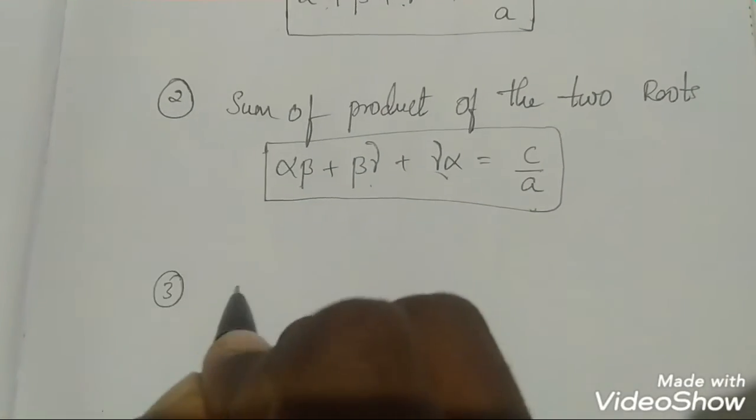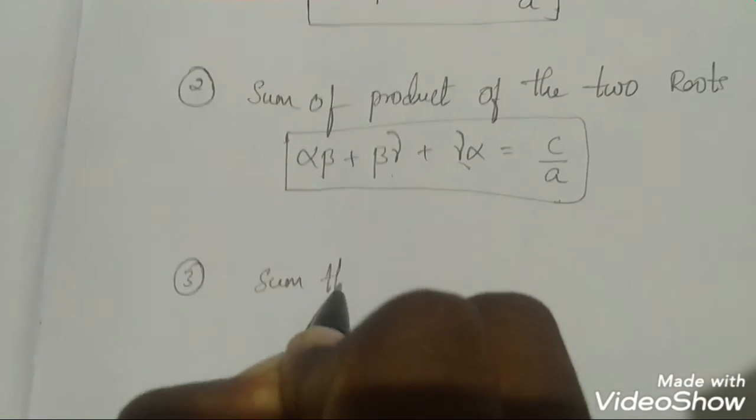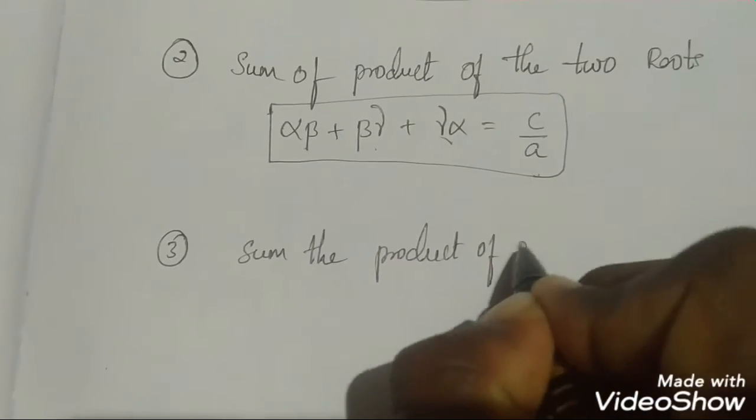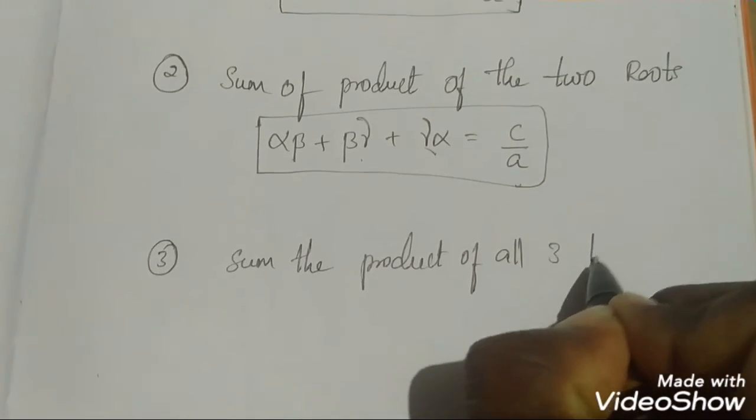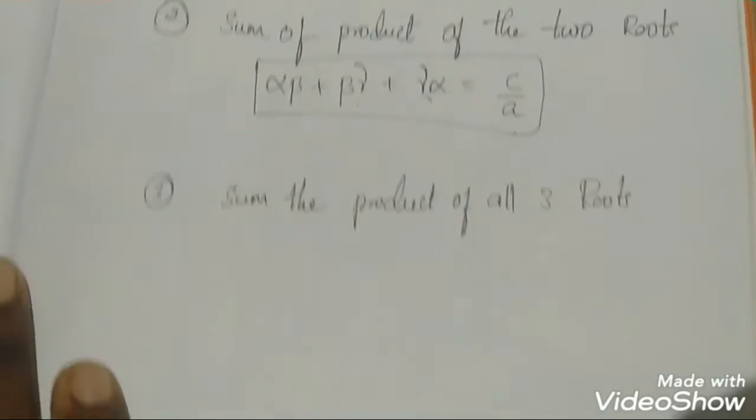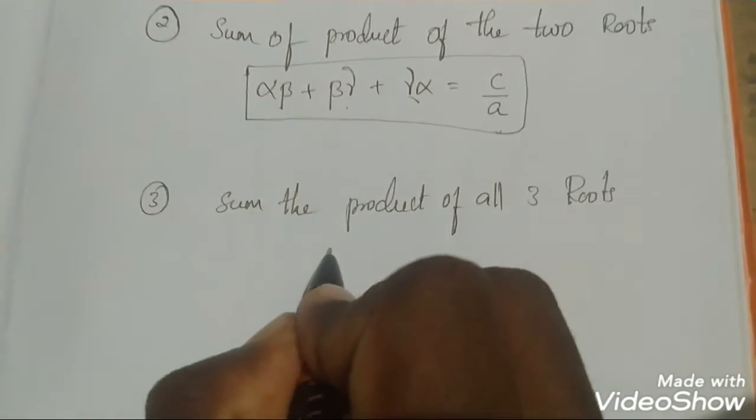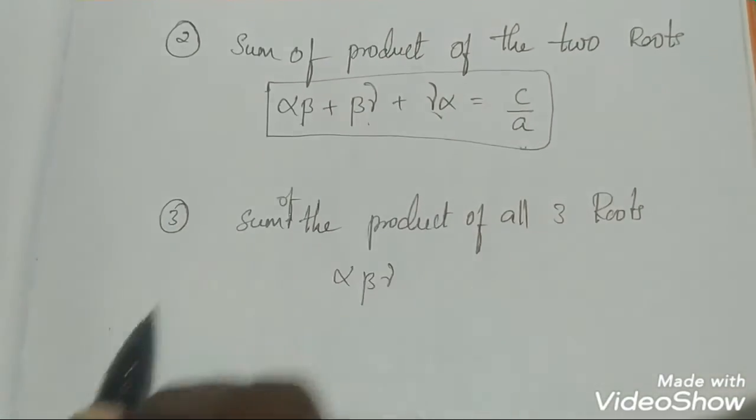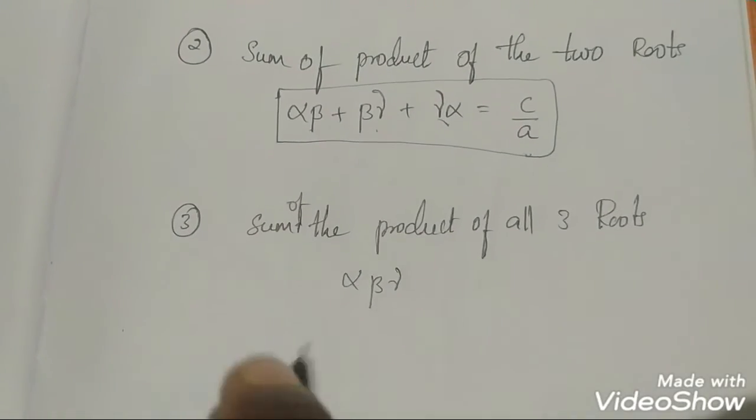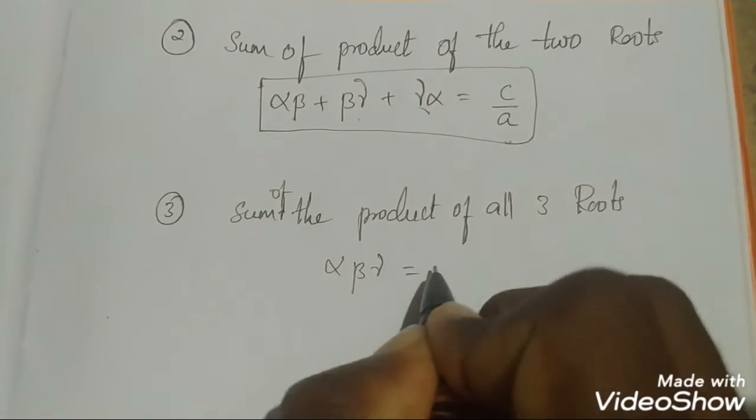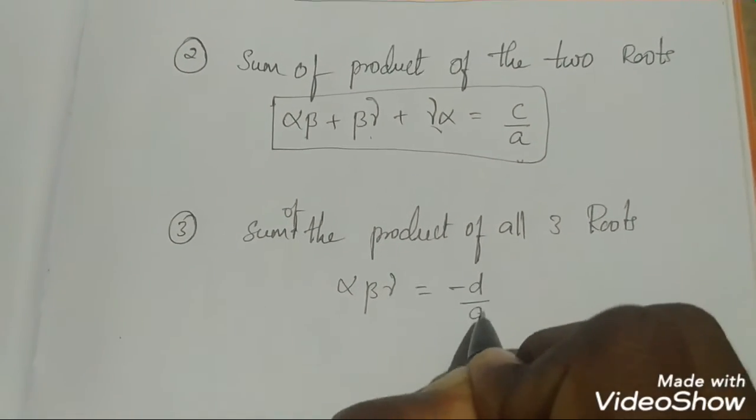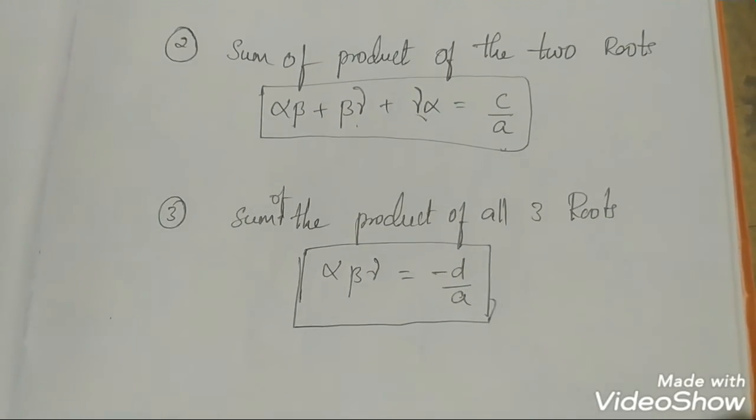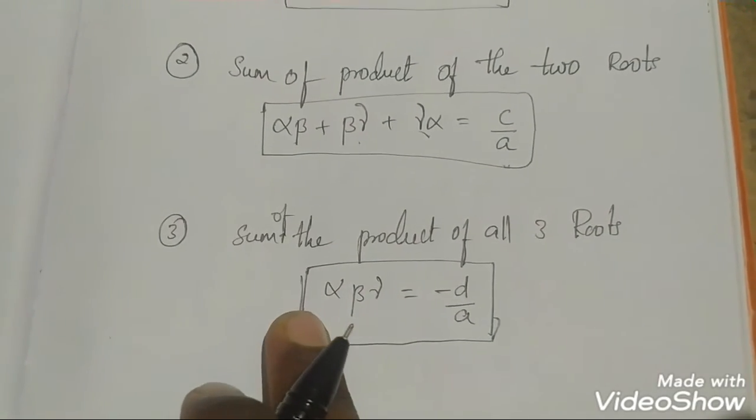And the last is the product of all 3 roots. That means alpha, beta, gamma, the product of all 3 roots, is equal to minus d by a. Minus d by a. This is the product of all 3 roots.